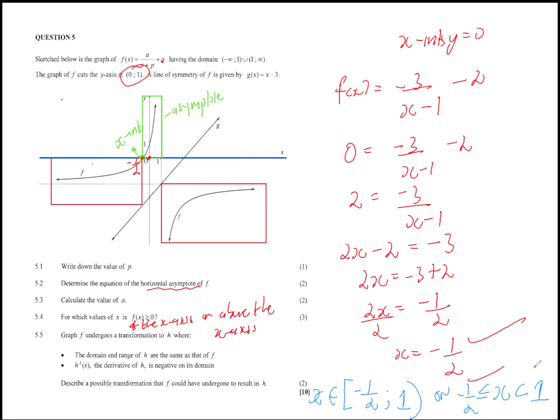So 2 marks for your solution. Right, so 3 marks like that. Nice. Okay, right, then we have 5.5.